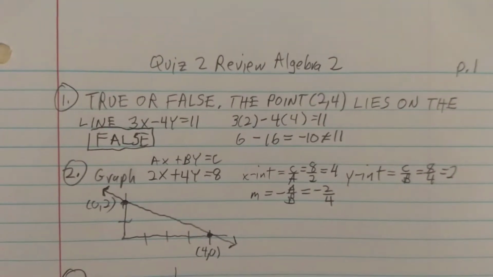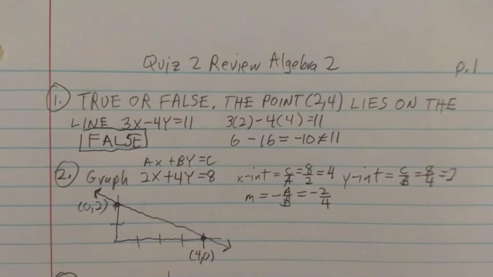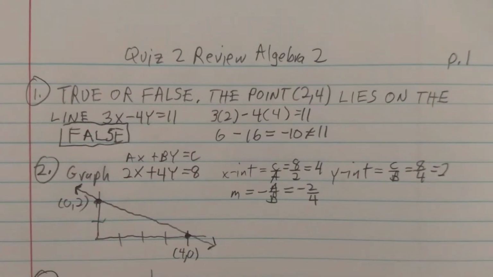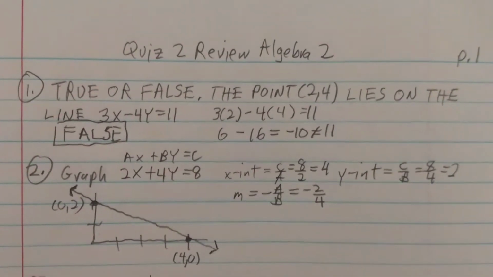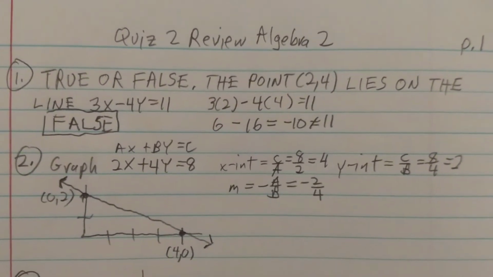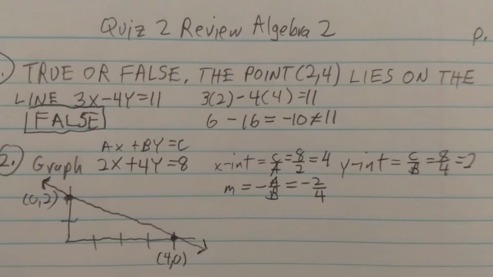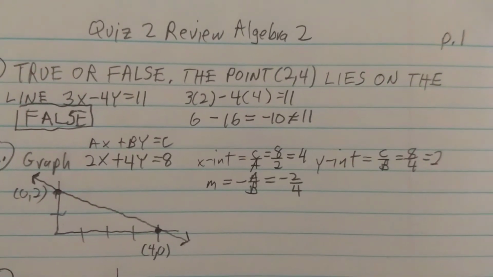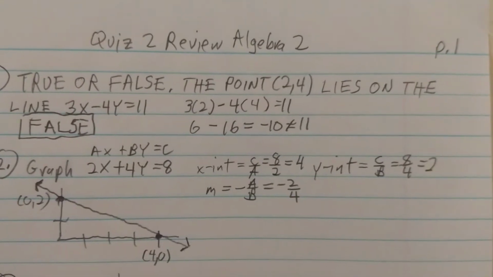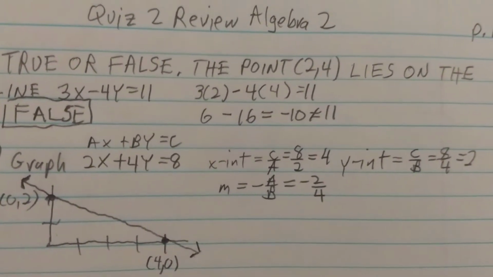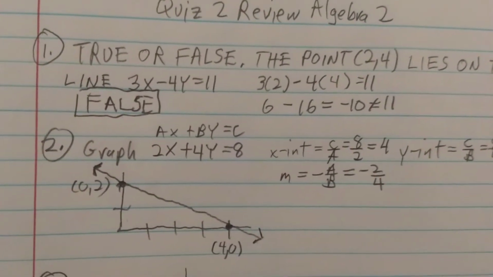So for problem 1 of the 12 problems we have on a quiz, the first question is true or false. The point (2, 4) lies on the line 3x minus 4y equals 11. Well, if we plug in 2 for x and 4 for y, we get 3 times 2 minus 4 times 4, which is 6 minus 16, which is minus 10, which is definitely not equal to 11, so that would be false.